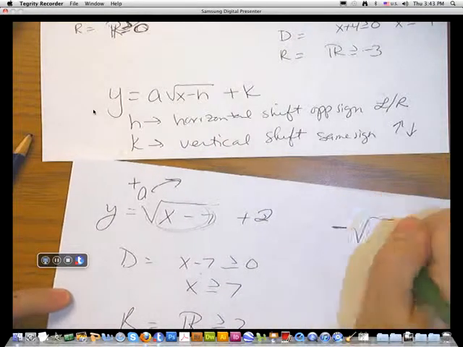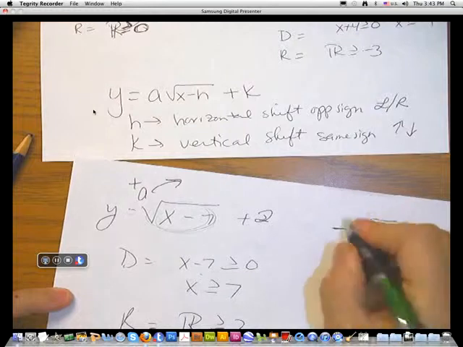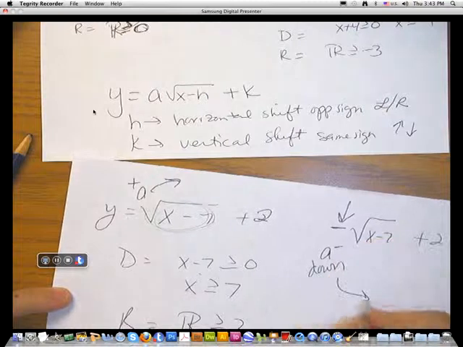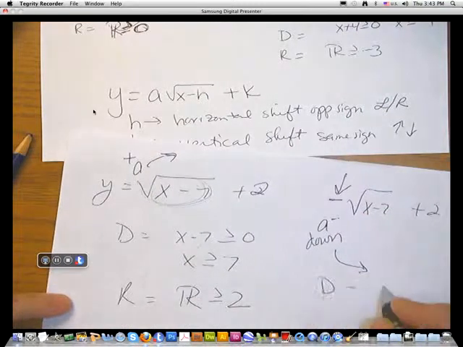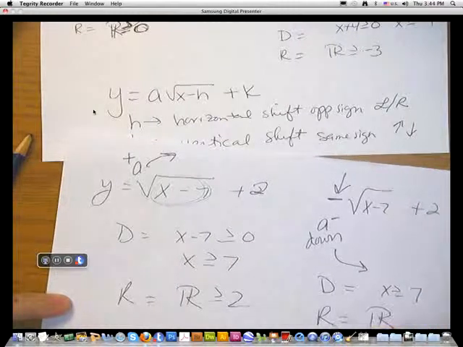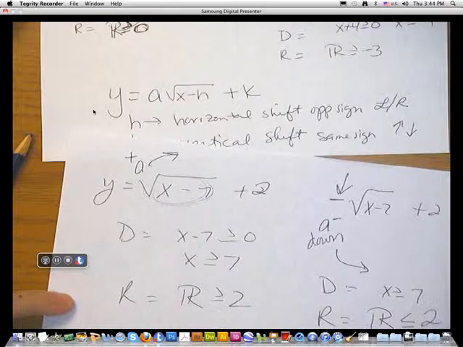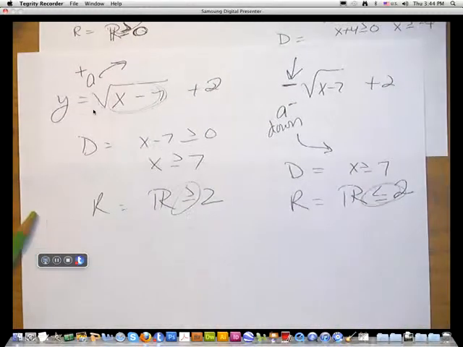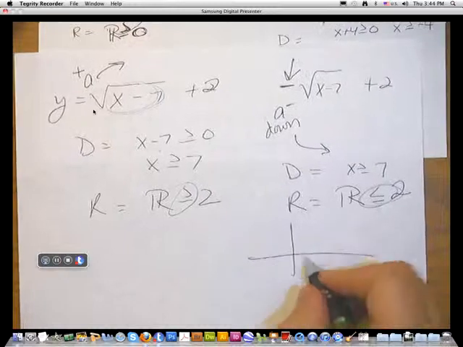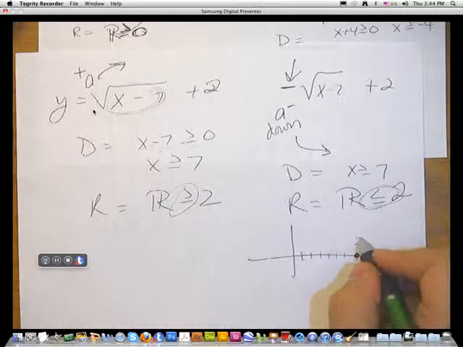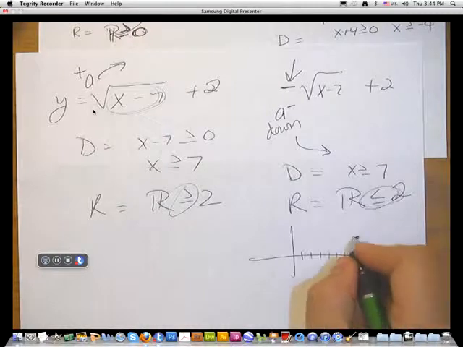Now if I put a negative in front of that, that means my a is negative, which means I go downwards. So my domain is the same, but my range is now everything less than or equal to 2. So a tells me up and down, and therefore I'm either less or greater on my picture, because pictorially this would be at 1, 2, 3, 4, 5, 6, 7, and 2, and it would go downwards.